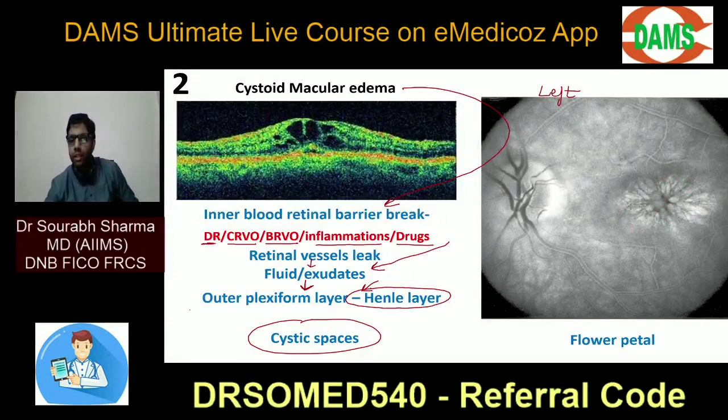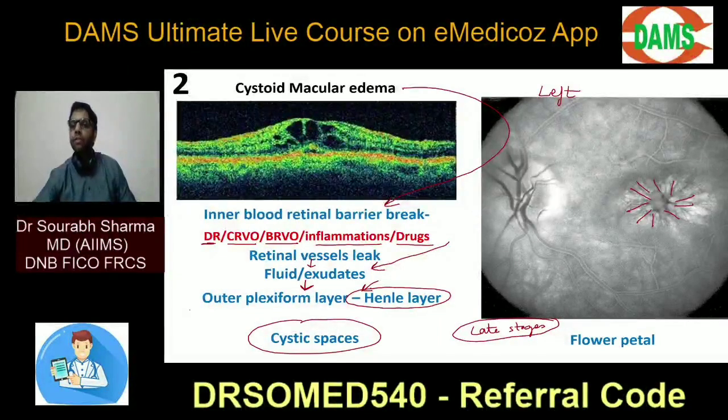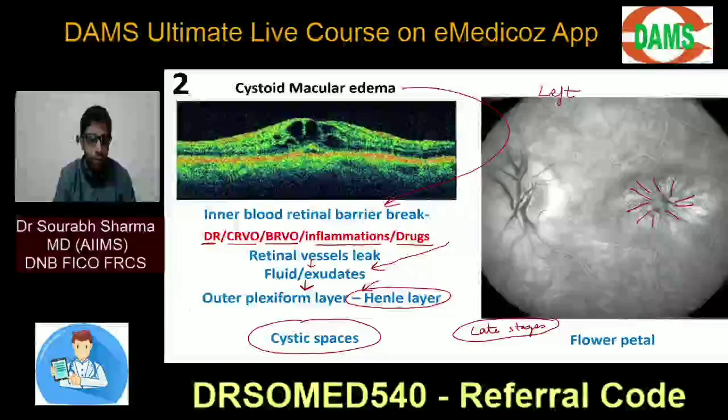Why can't you see the dye in the vessels? Because it is seen in very late stages of angiography. In very late stages of angiography, the dye remains in the outer plexiform layer. It goes radially because of the radial configuration of Henle's, like a petal of a flower, flower petal appearance. So that is the second clinical application of angiography.